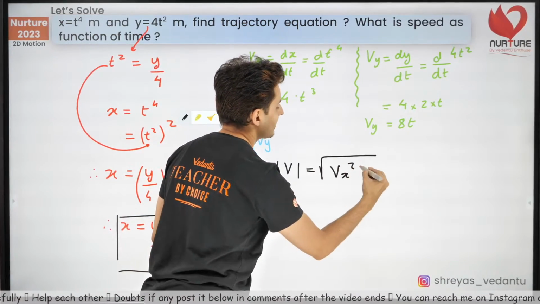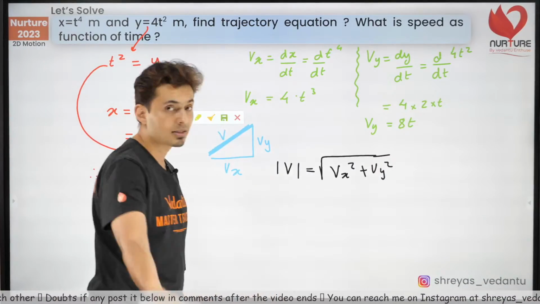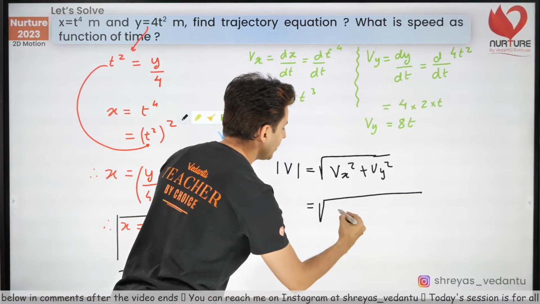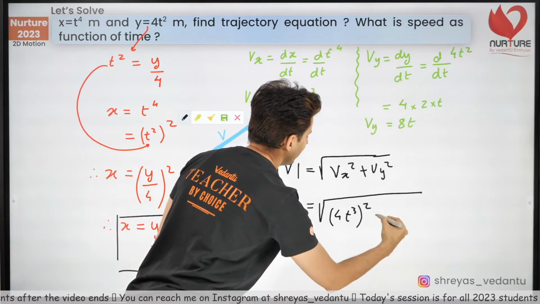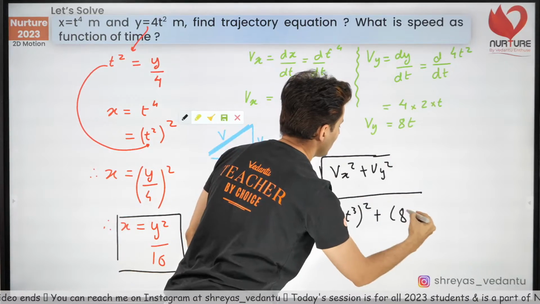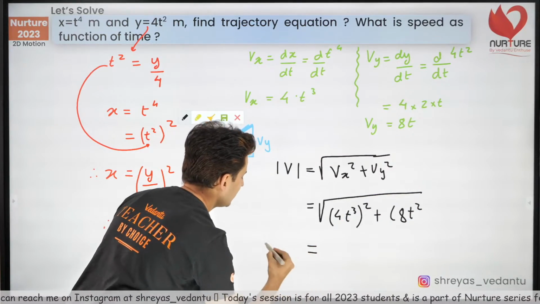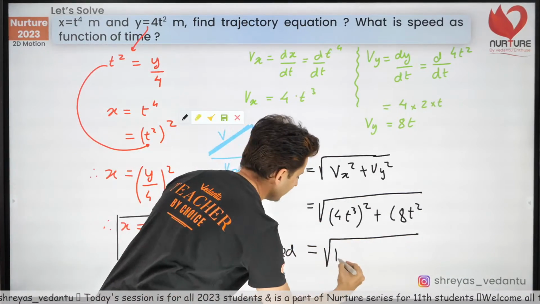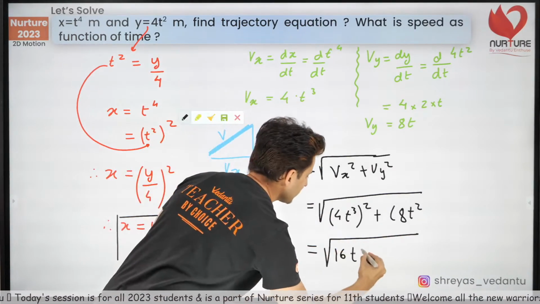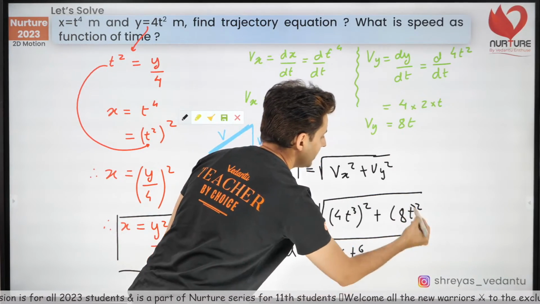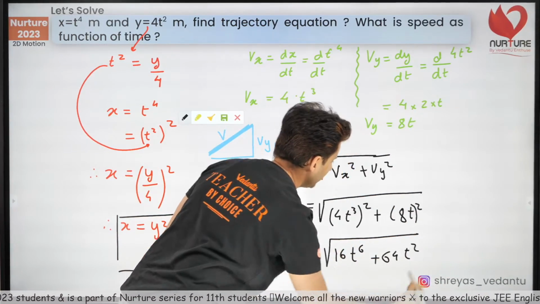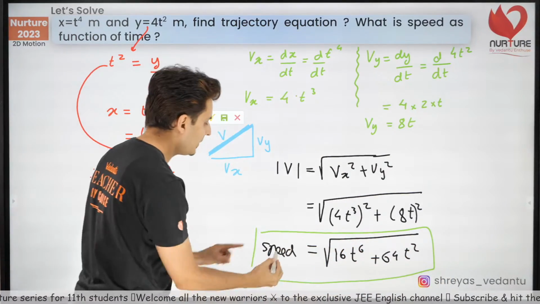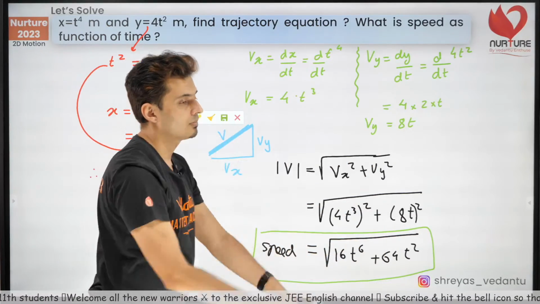It's just going to be root of Vx square plus Vy square. Just substitute both the things here, guys. So you're going to get root of (4t cube) whole square plus (8t) whole square. That means the speed finally is root of 16 t raised to 6 plus 64 t square. That's the answer for speed. Nothing else. That's the final answer: speed as a function of time.